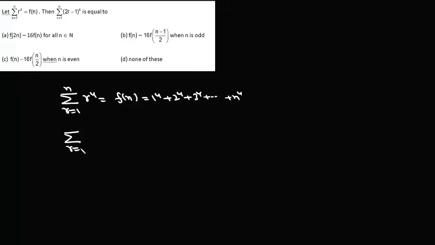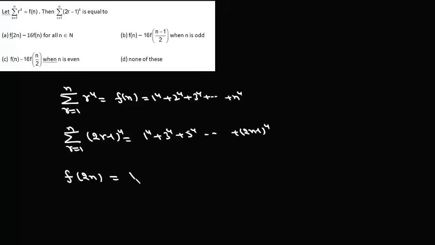Summation r varies from 1 to n, (2r minus 1) to the power 4. So we need to find 1 to the power 4 plus 3 to the power 4 plus 5 to the power 4 up to (2n minus 1) to the power 4. So what we'll do is, we'll start with f2n, and f2n will be 1 to the power 4 plus 2 to the power 4 plus 3 to the power 4 up to (2n) to the power 4.